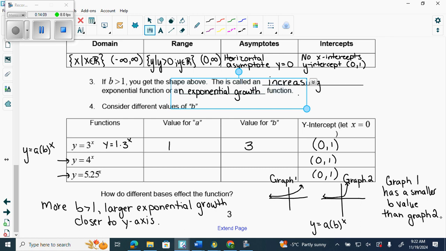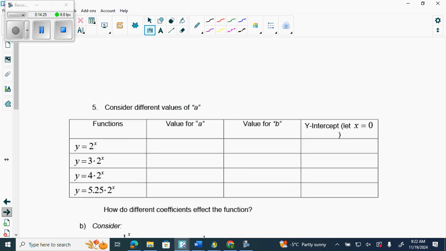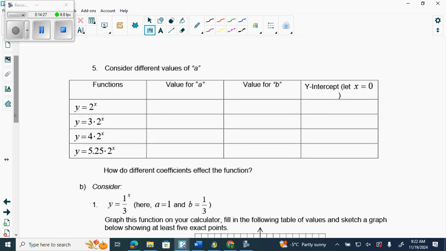Flip over. So we looked at b values greater than 1. Now we're going to look at b values between 0 and 1. Well, let's look at these first. I got a little ahead of myself. I want the y-intercept of these. So the first one we'll do together. y equals 2 to the 0.